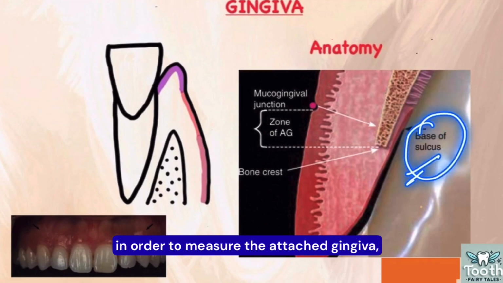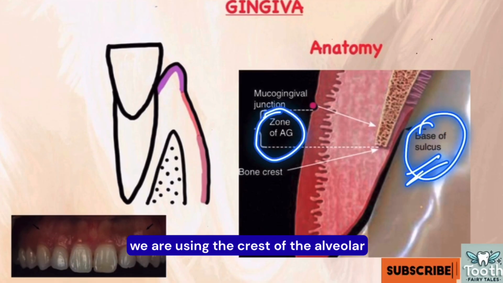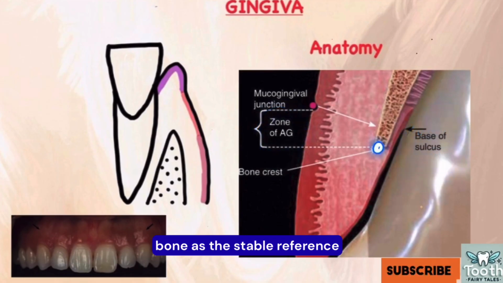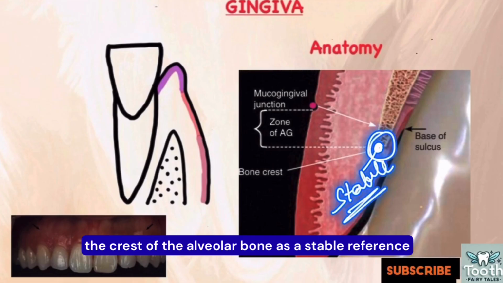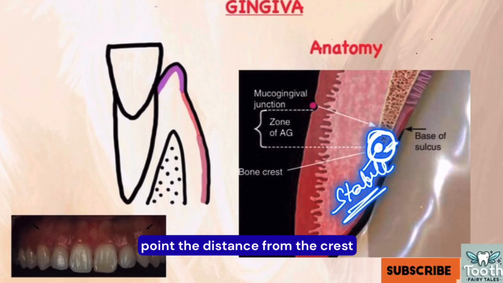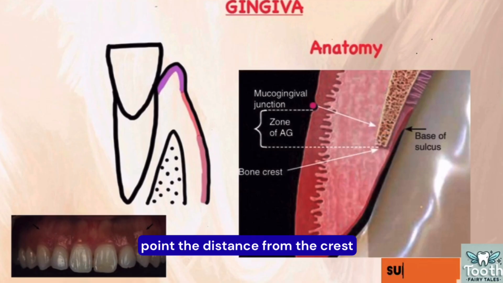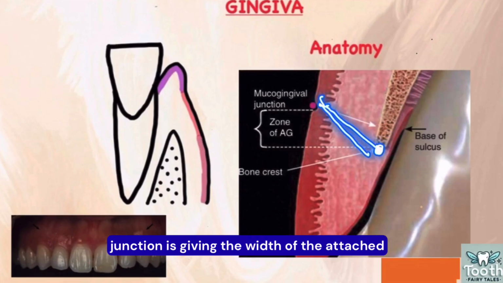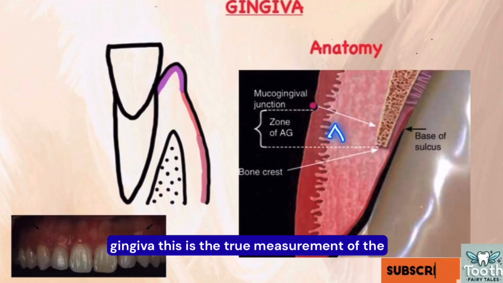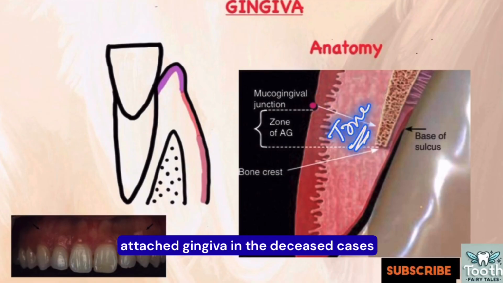Instead of the sulcus, in order to measure the attached gingiva, we are using the crest of the alveolar bone as the stable reference point. In periodontal diseases, we are using the crest of the alveolar bone as a stable reference point. The distance from the crest of the alveolar bone to the mucogingival junction gives the width of the attached gingiva. This is the true measurement of the attached gingiva in the diseased cases.